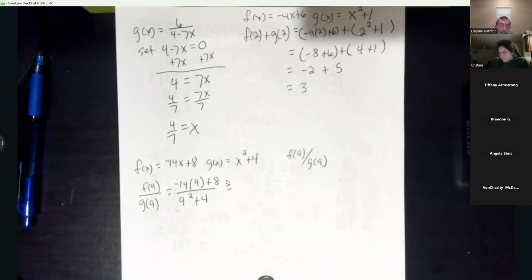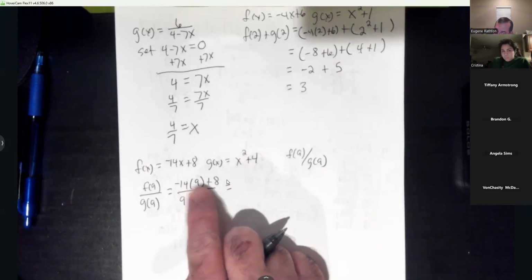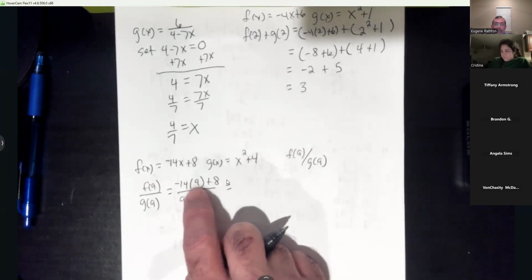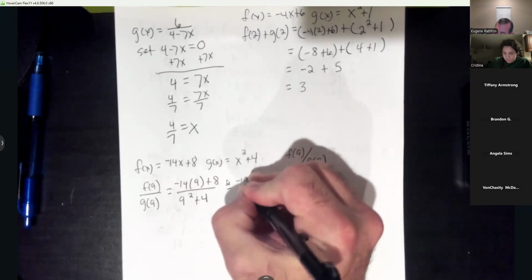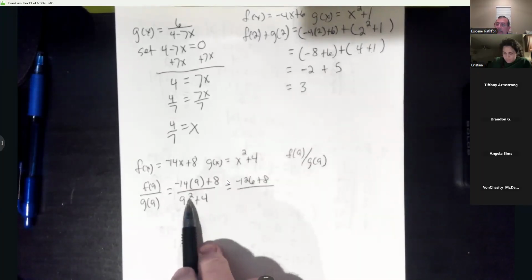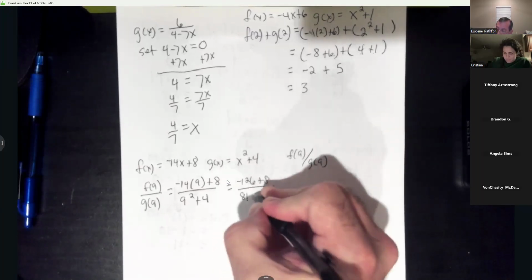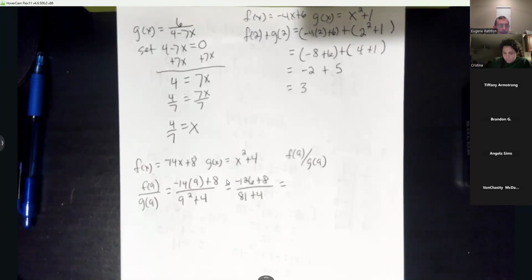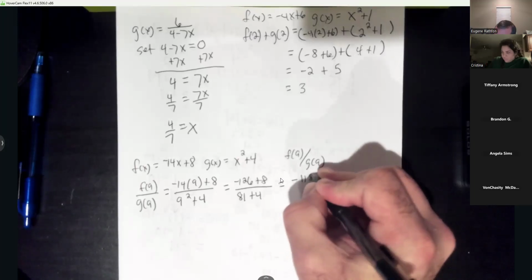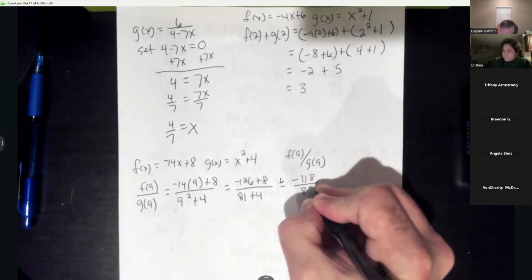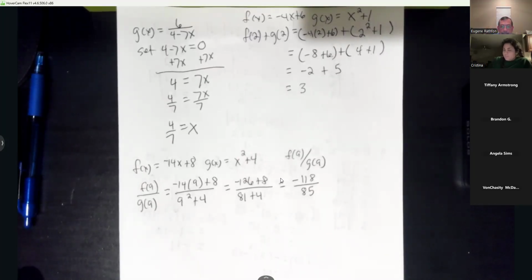And then this is just working order of operations, y'all. So first I would have to figure out what negative 14 times 9 is. That's what, negative 126, I think. Plus my 8. On bottom, 9 squared is like 81 plus my 4. All right, negative 126 plus 8 gives me a negative 118. 81 plus 4 is 85. Now, if I want to see if that reduces, I'm going to use my calculator real quick, okay? Because that is a big number to figure out.